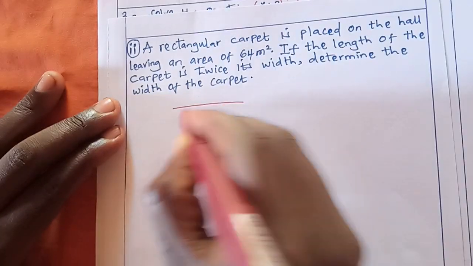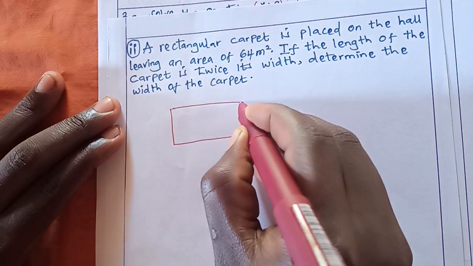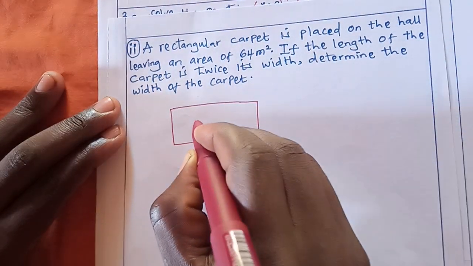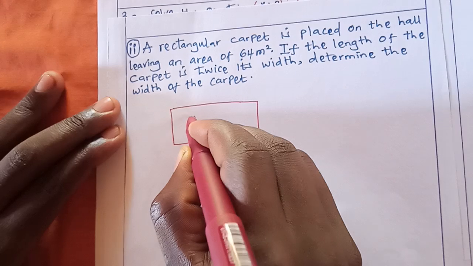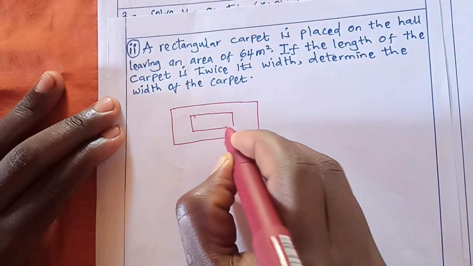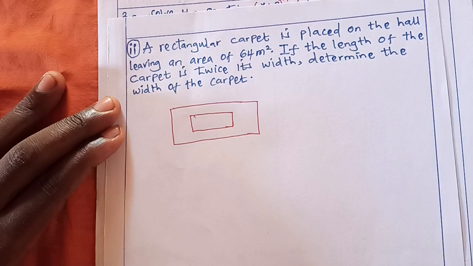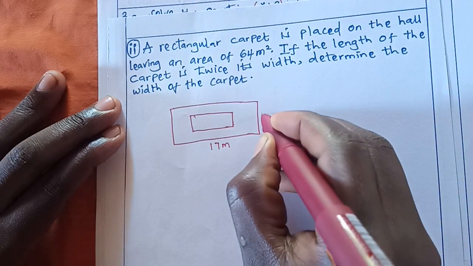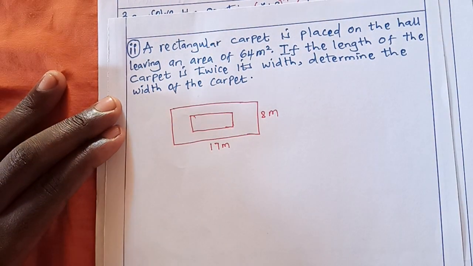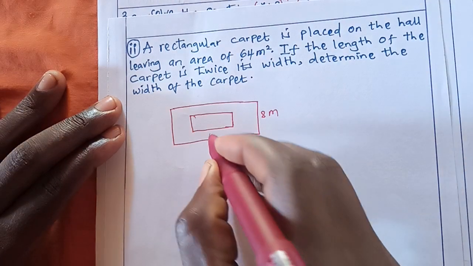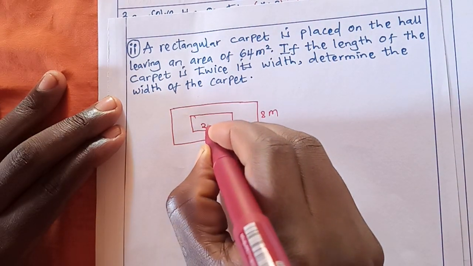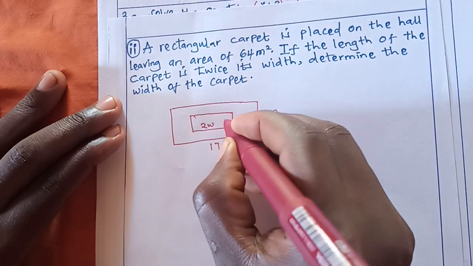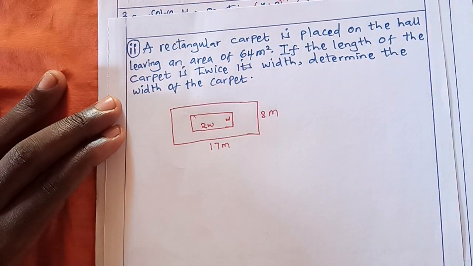Now the floor looks like this. This is the floor, and then a carpet was placed on the floor. This is the carpet. Now we already know that the floor measurements are 17 meters and 8 meters respectively. We have been told that the length of the carpet is twice its width. So let us say the length is 2W, and the width is W.